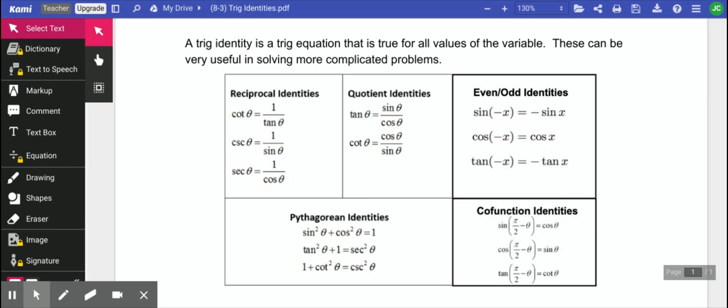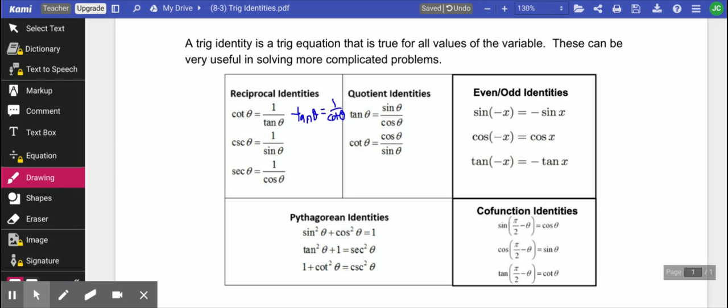They need to be things that you're familiar with. So I want to walk you through some of what these are saying. The first we have is our reciprocal identities, and you should already know these. Cotangent is the reciprocal of tangent, and likewise, tangent is the same thing as 1 over cotangent. So those are the reciprocal identities with tangent and cotangent.